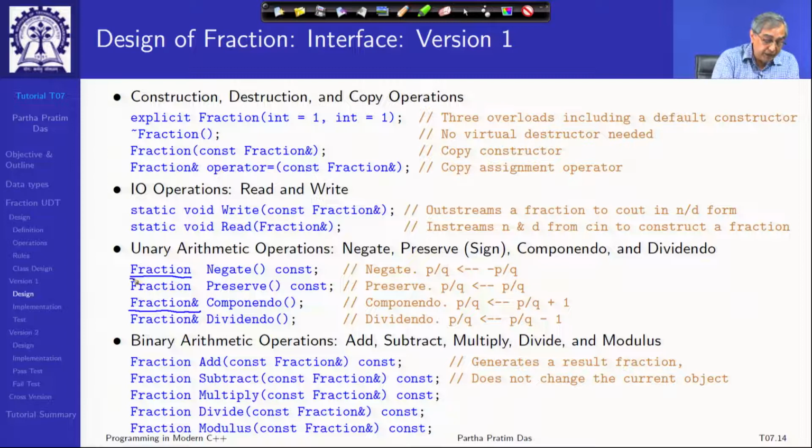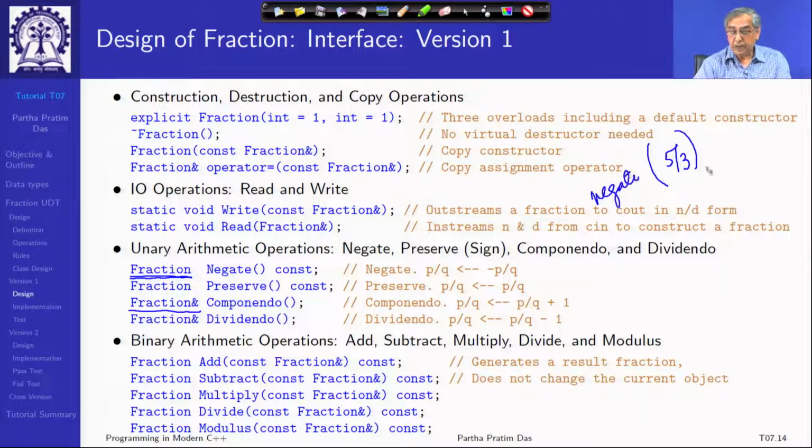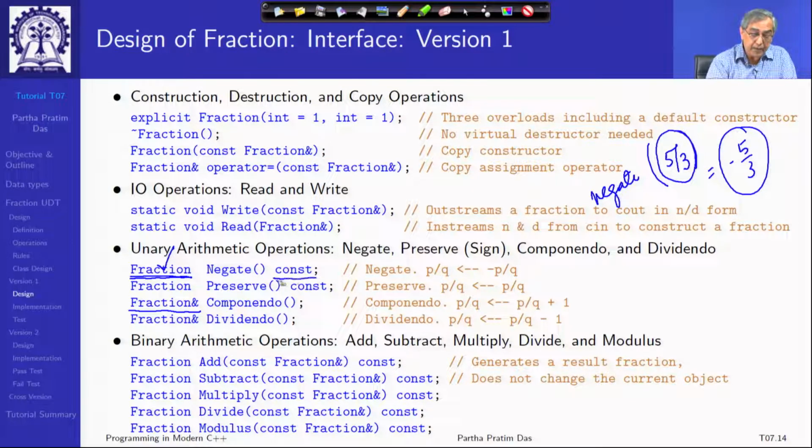So, here when I do a negate, say I have a fraction 5 by 3 and I want to do a negate on that. So, I should get a fraction minus 5 by 3. So, this is a new fraction which has to be created. So, I have a return by value and the original fraction should not be disturbed. So, I write a const.